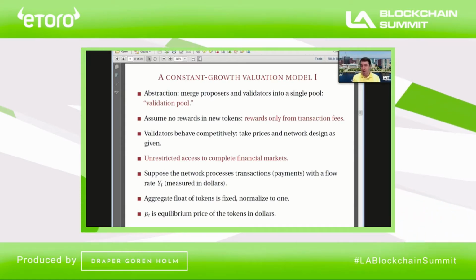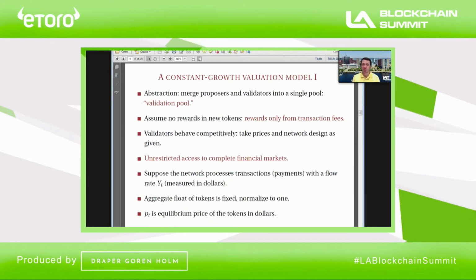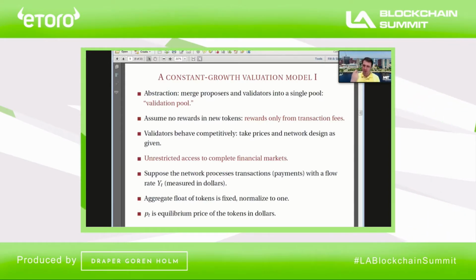For the next few minutes, we're going to assume that the only rewards come in the form of transaction fees. So there are no rewards from new tokens that are assigned to the validators. We will add that feature later. There is no, quote unquote, inflation in the system. All of the rewards come from the transaction fees that are attached to the transactions that enter the blocks.